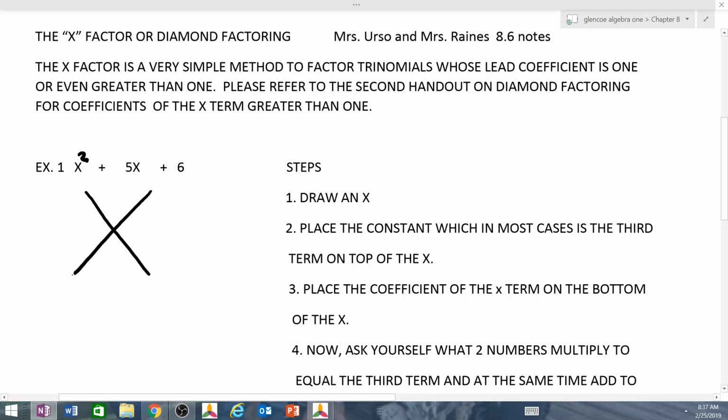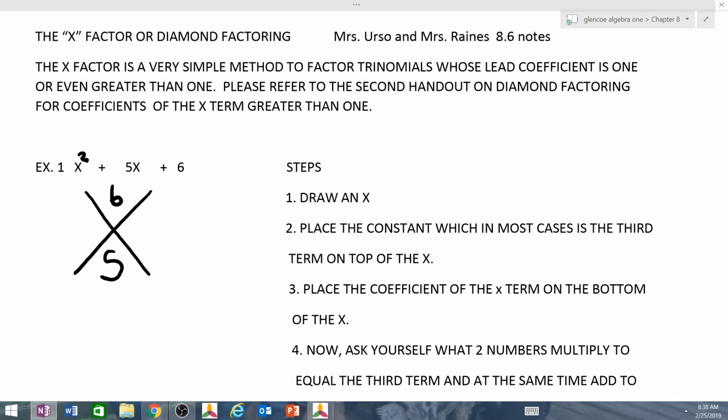Now you're going to place the constant, which in most cases is going to be your third term. So we're looking for the number that does not have an x associated with it. That's going to go on top of the X. The middle term is going to be, in this case, 5x. We're going to place a 5 on the bottom of the X. And basically this is what we're doing. We're asking ourselves this question: what multiplies to 6 and adds to 5?